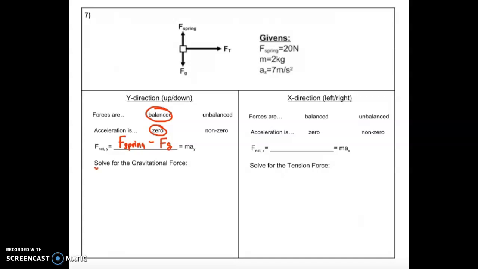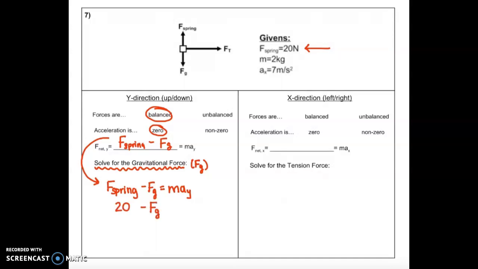The new part here is that we need to solve for the gravitational force. We're going to use this equation to solve for Fg. In fact, I'm just going to bring this equation down and rewrite it for myself. Okay, I'm noticing that one of my givens is going to be the spring force, the 20 newtons. So I'm going to plug that into my equation. Of course, I'm trying to solve for Fg, so it makes sense that I don't know anything about it. Another one of my givens was the mass, 2 kilograms.